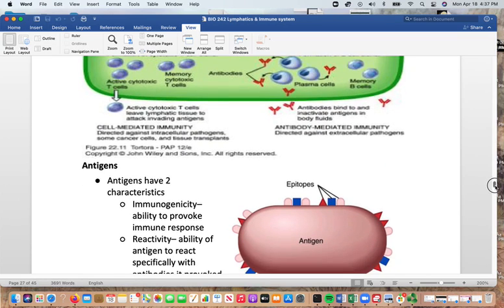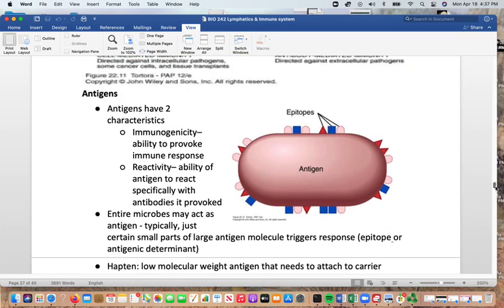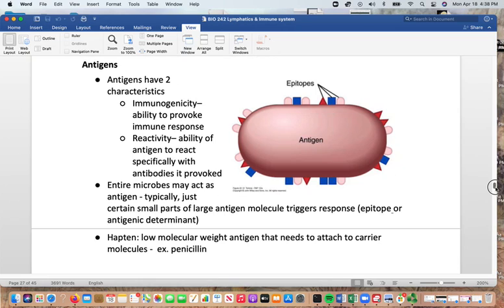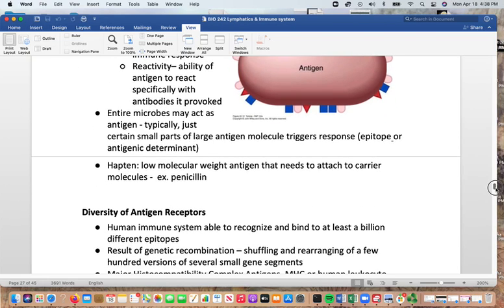So antigens have two characteristics. They need to be immunogenic so they can provoke an immune response, and reactive, able to react with specific antibodies if it's provoked. So it may be the entire microbe, but usually it's just a small part of a large antigen will trigger the response. So we call that part the epitope or antigenic determinant. Haptens are low molecular weight antigens. They actually have to attach to another carrier molecule to be big enough. An example would be penicillin when it causes an immune response.